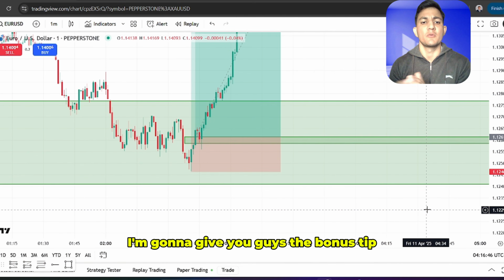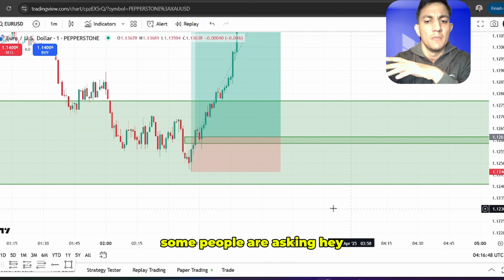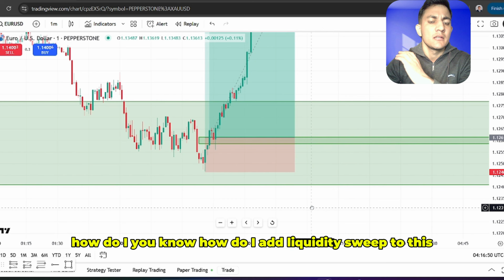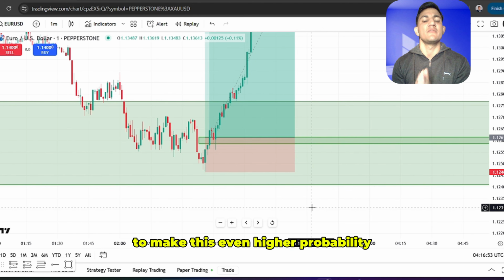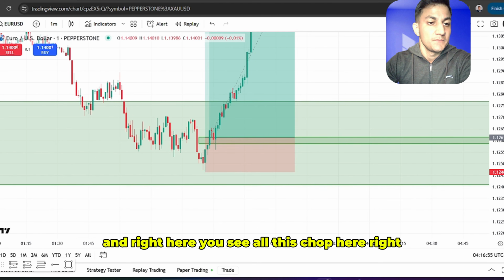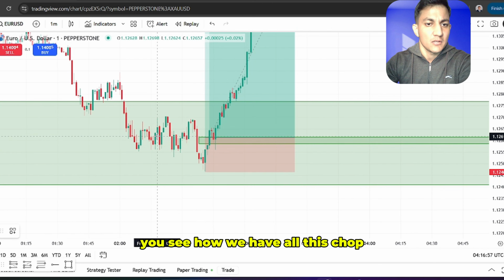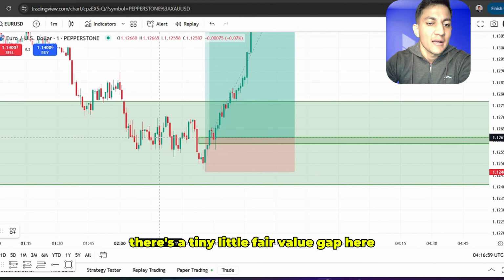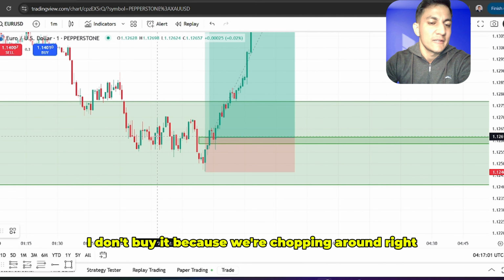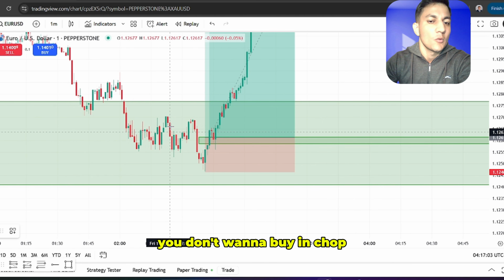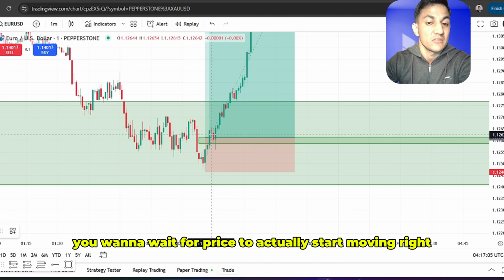Okay, I'm going to give you guys a bonus tip, because I know a lot of you are asking about this, and some people are asking, hey, how do I add liquidity sweeps to this to make this even higher probability? And right here, you see all this chop. This is why I don't buy. There's a tiny little fair value gap here. I don't buy it because we're chopping around, right? You don't want to buy it in chop. You want to wait for price to actually start moving.